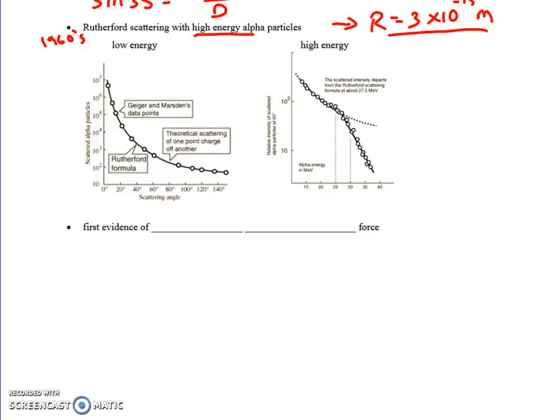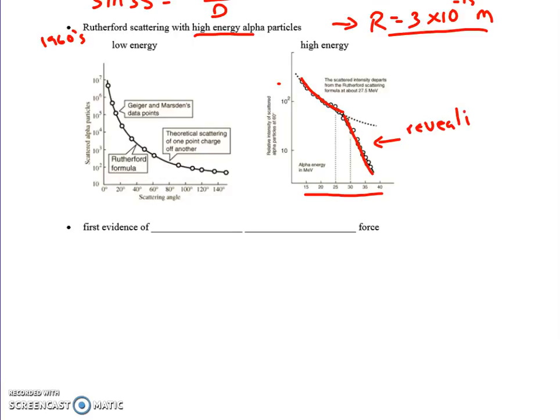So this graph on the left is the classic Geiger-Marsden graph that shows how the number of events changes with angle. This graph on the right is looking at the counts once again, but now the x-axis is the energy of the incoming alpha particles. And we see that for low energies, it follows that curve very nicely. Then at a certain threshold, around 25 to 30 MeV, it deviates noticeably. And that deviation revealed something very important about the nucleus.